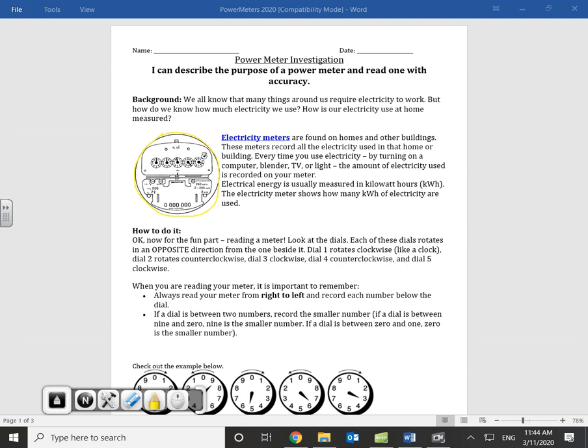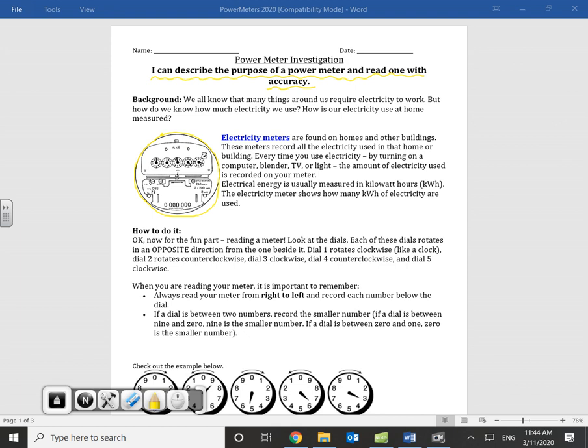So, before I get ahead of myself, please write your name and the date at the top of your page and highlight that I can statement. So, I can describe the purpose of a power meter and read one with accuracy. So today you're actually going to learn how to read a power meter. So exciting. So let's read the background together and then I'll talk through some points here.